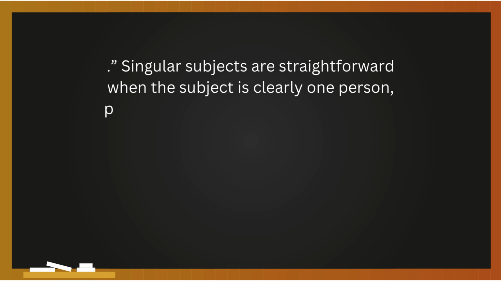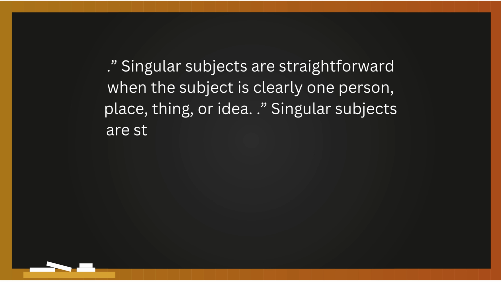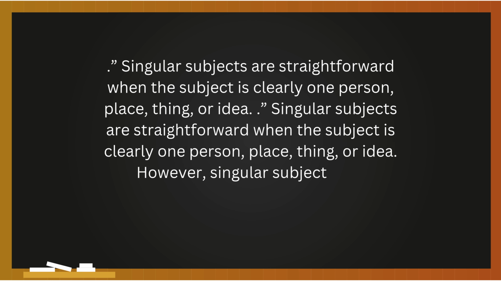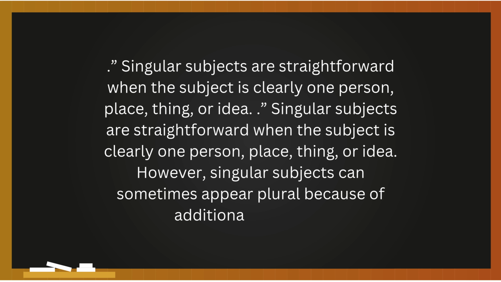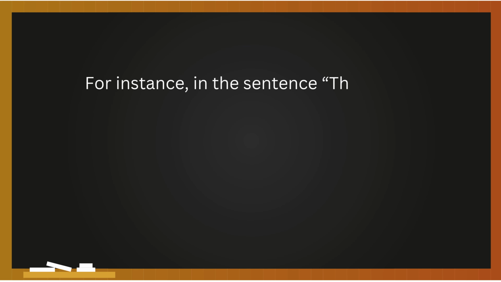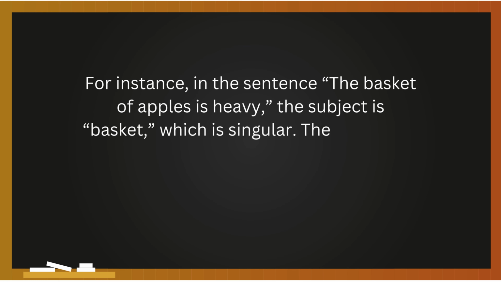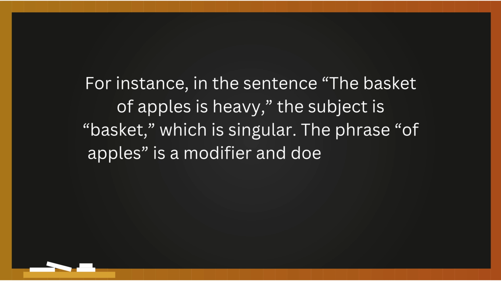Singular subjects are straightforward when the subject is clearly one person, place, thing, or idea. However, singular subjects can sometimes appear plural because of additional modifiers. For instance, in the sentence "The basket of apples is heavy," the subject is basket, which is singular. The phrase "of apples" is a modifier and does not affect the verb.